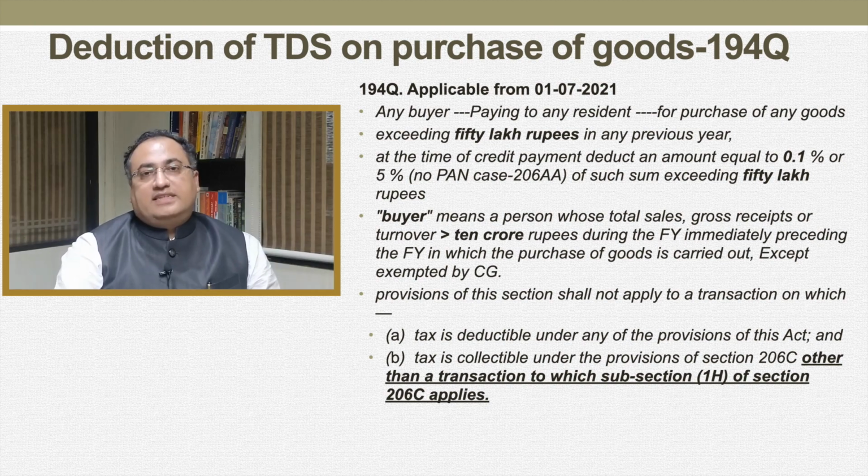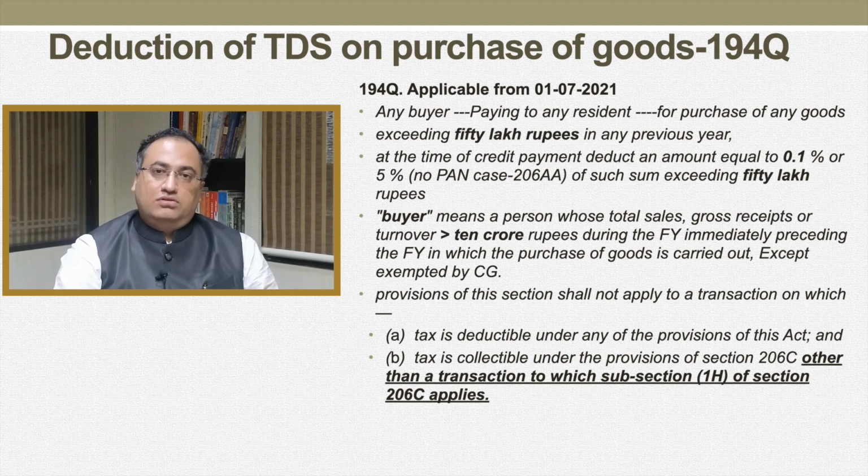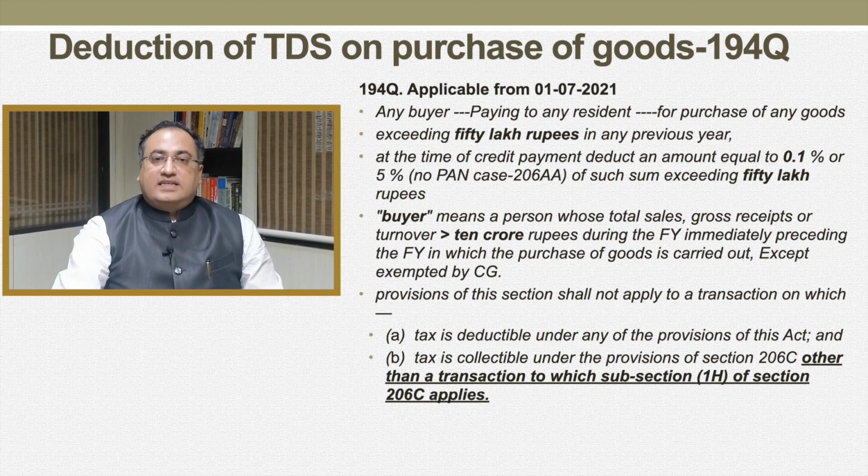अगर हम देखें, section 194Q is also made on a similar line based on section 206C subsection 1H. Here also it says any buyer paying any sum to a resident for any purchases exceeding rupees 50 lakh in any previous year. तो अगर आपने 50 लाख से ऊपर परचेज करी है तो TDS एप्लीकेबल होगा. अगेन, वो परचेज इज ऑल इंक्लूसिव ऑफ GST and all other incidental expenses.